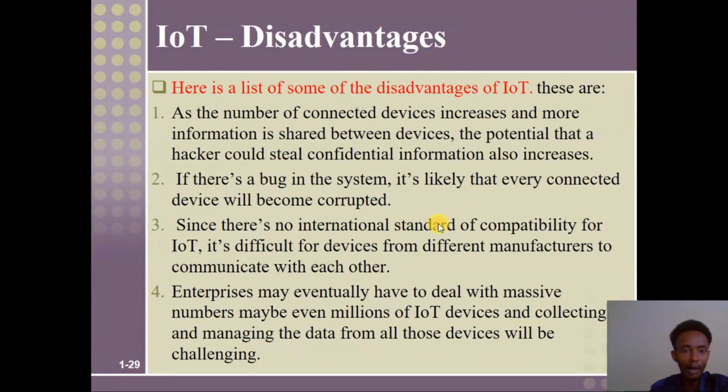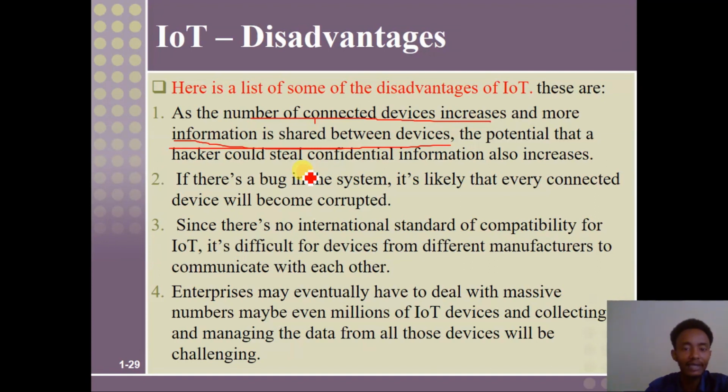What about the disadvantages of having the Internet of Things? There are a lot of disadvantages. The first one is, as the number of internet connected devices increases, more information is shared between the devices, and also the potential that hackers could steal confidential information increases.